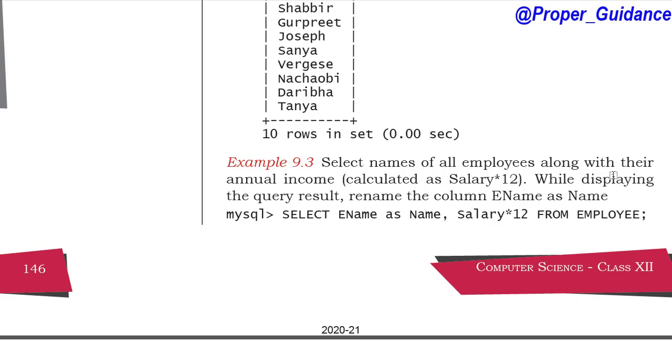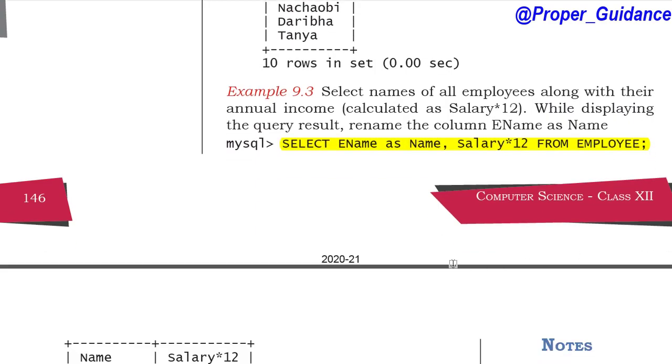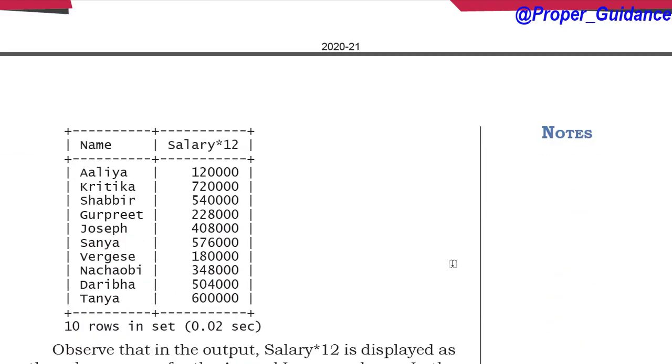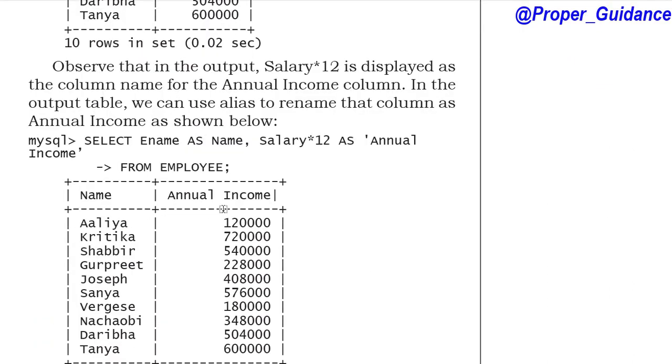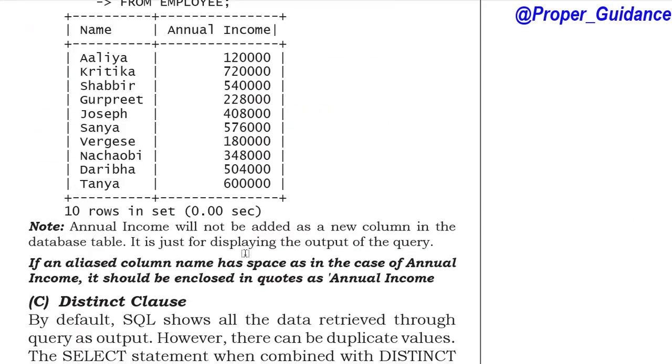Okay. Select names of all employees along with their annual income. Then select ename as name, salary star 12 from employee, calculated as annual income. Annual income means for 12 months. And in the given table, it had shown the monthly salary. So we have to calculate the annual income like 12 into salary, and then it will show you like this. After that, select ename as name, salary, annual income. It will show you like this.